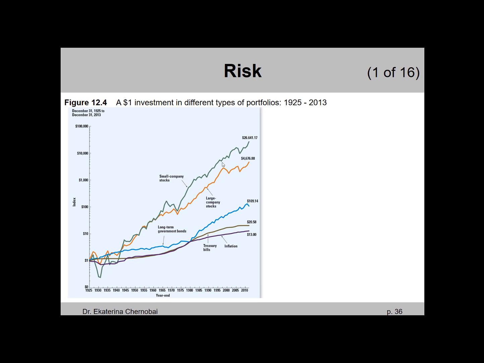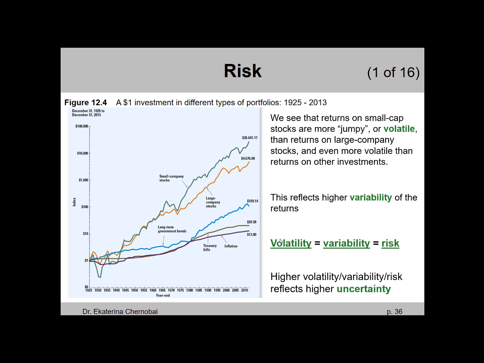Because when we talk about risk, we mean something bad, right? So it has been experiencing the most fluctuations or volatility or variability. So volatility, variability, risk, uncertainty about what you get every year, it all means the same thing. So the green line, small company stocks investment, has been by far the riskiest. The second riskiest has been the large company stocks. So stocks in general are the riskiest investment, or at least have proved to be the riskiest historically.